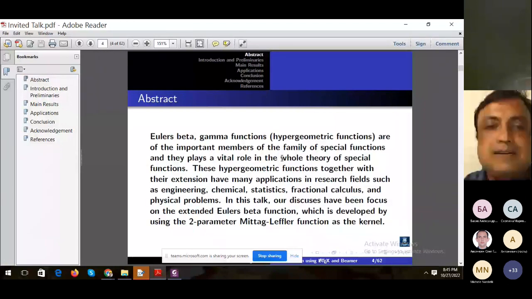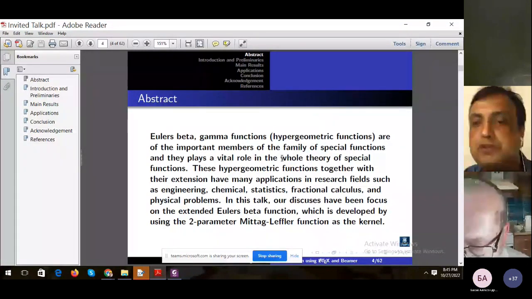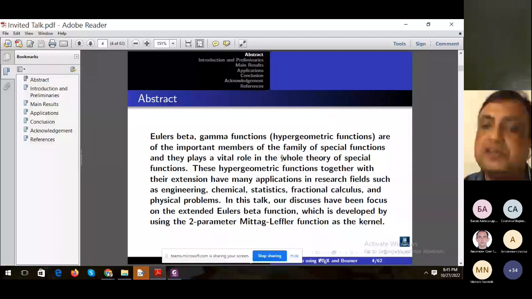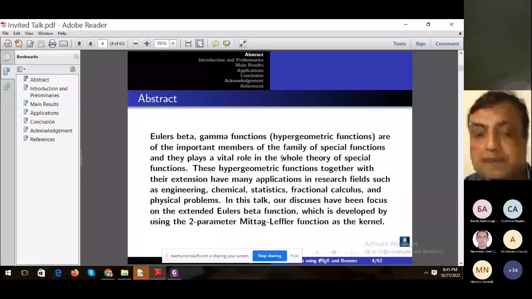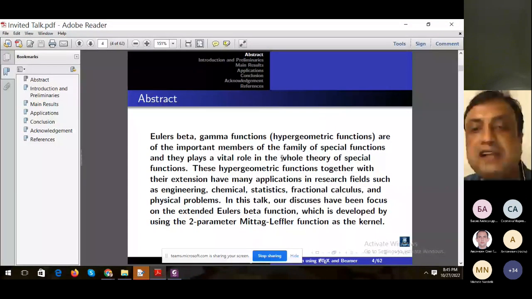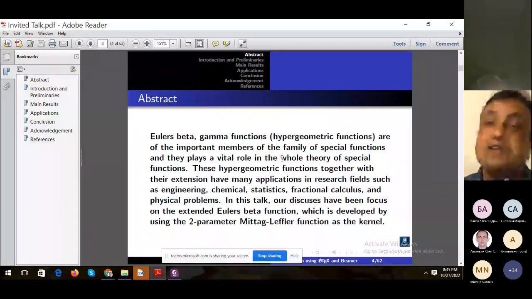As we can see, Euler's beta and gamma functions, jointly with hypergeometric functions, are important members of the family of special functions. I already shared all the information about special functions, like how many members they have. It is a huge family, including the hypergeometric functions, trigonometric functions, beta and gamma functions and many more. The Fox's H functions and G functions are all family members of the special functions, and they play a vital role in the whole theory of special functions.